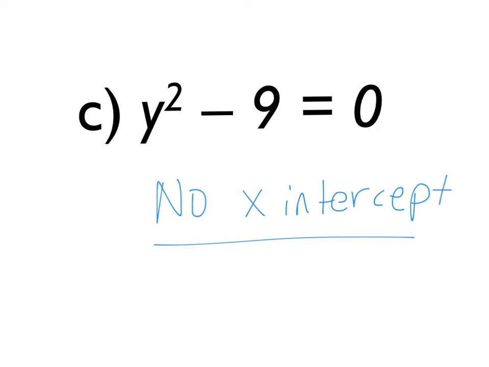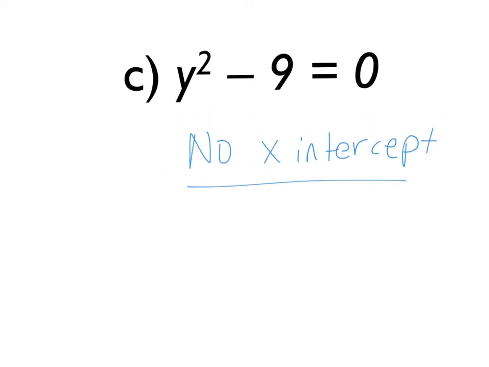But don't worry about that. I just want you guys to know shape. If we're squared, it's a quadratic, so it's a U shape, up or down. That minus 9 moves up, down, left, right, those sorts of things. But let's plug in. If I want to find the y-intercept, that means I plug in 0 for x. There is no x, so don't worry about it. So I just have y squared minus 9 equals 0.